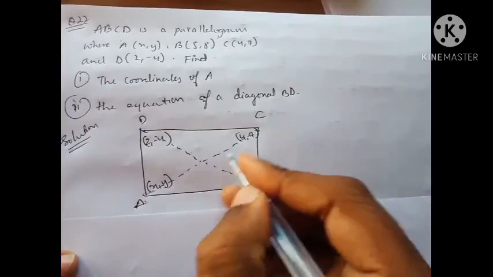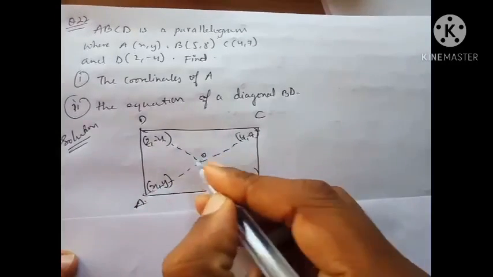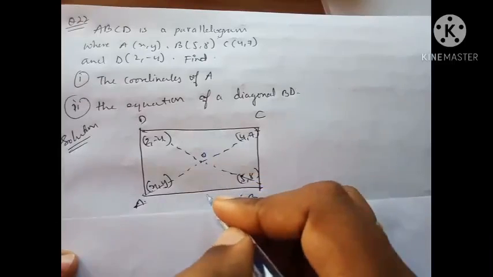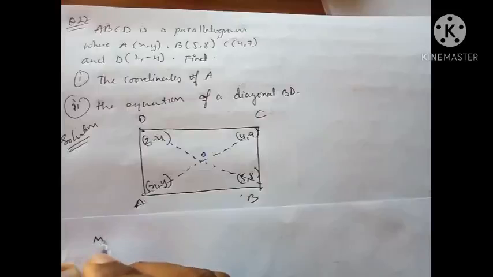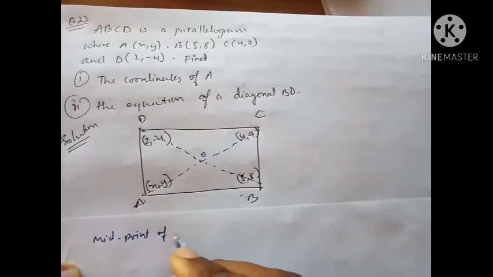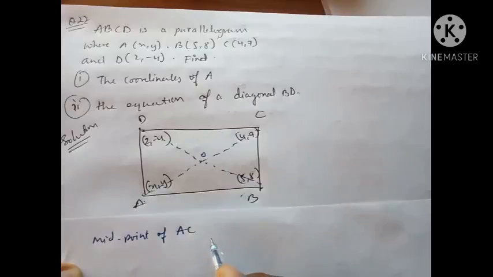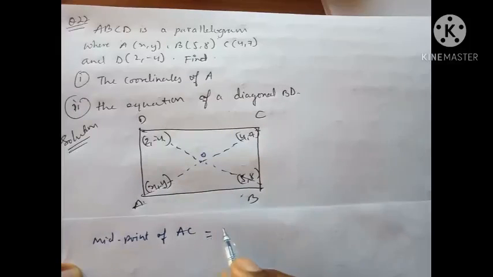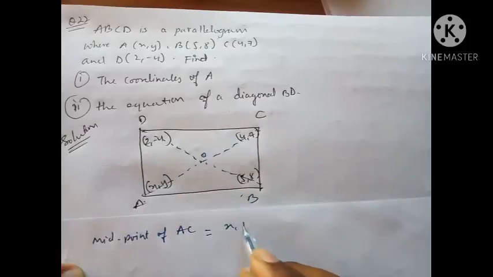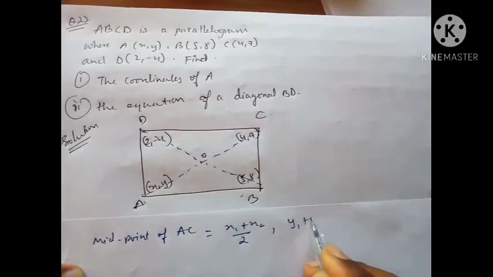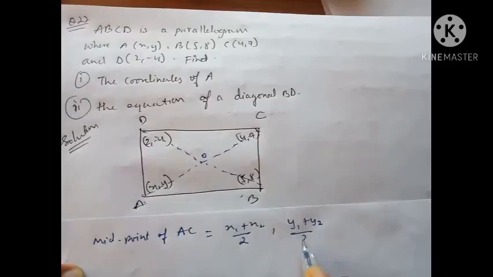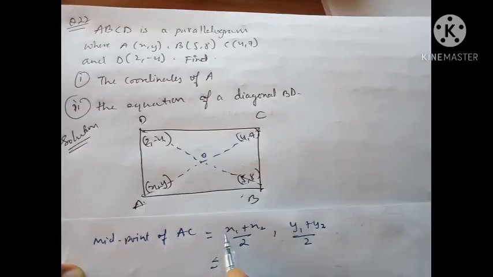I know the midpoint of this diagonal is O, and the midpoint of this diagonal is also O. So what I'm going to do, I'm going to write it down now. I'm going to find the midpoint of AC. How to find the midpoint of AC? In the previous chapter we did learn, if you have to find the midpoint, it is x1 plus x2 over 2 and y1 plus y2 over 2.